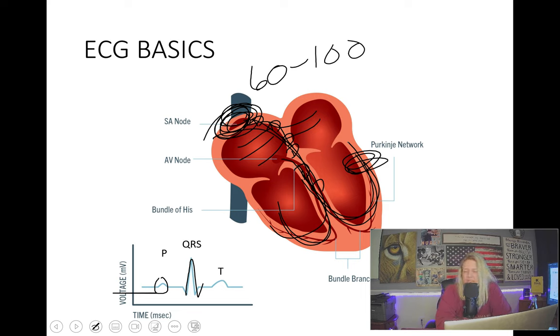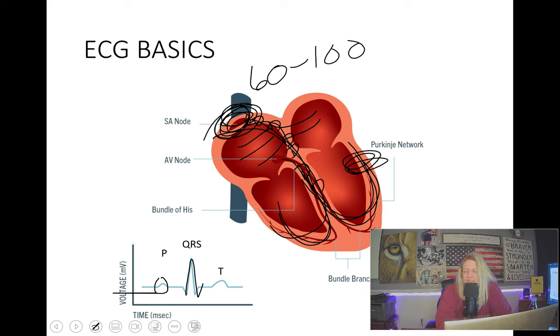1, 2, 3, 4, 5. So that's my second. 1, 2, 3, 4, 5. That's 3 seconds. 1, 2, 3, 4, 5. That's 4 seconds. 1, 2, 3, 4, 5. That's 5 seconds. 1, 2, 3, 4, 5. That's 6 seconds. So this is a 6 second strip.